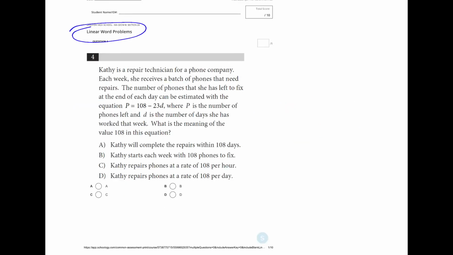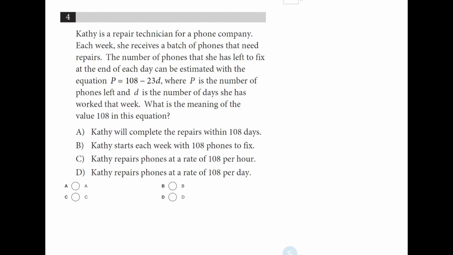Next up, we're looking at linear word problems. These are just interpreting different types of linear equations. So with linear, we always have a starting value or a one-time fee, perhaps, and then we have a rate of change or a per or an each or somehow an increase or decrease per every something. So here 108 is a starting value, so starts with 108 is the right answer.